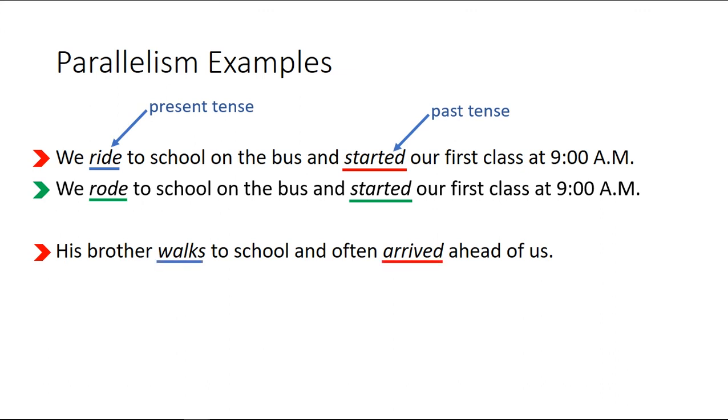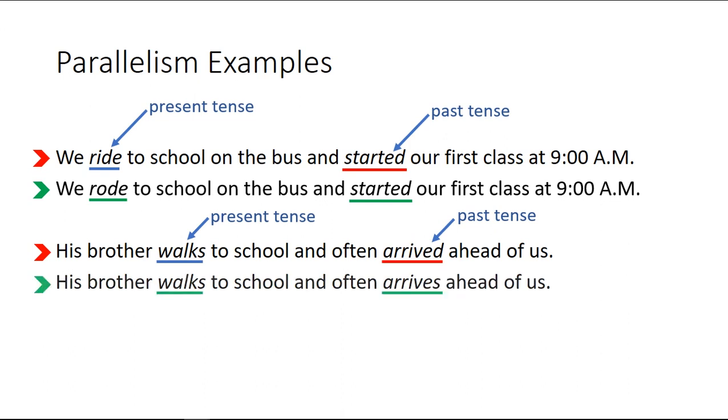Next example: his brother walks to school and often arrived ahead of us. So we've got present tense and then past tense. It's a mismatch, so no parallelism. Here's the correct version. His brother walks to school and often arrives ahead of us. So we've got present tense with present tense, and that's parallelism.